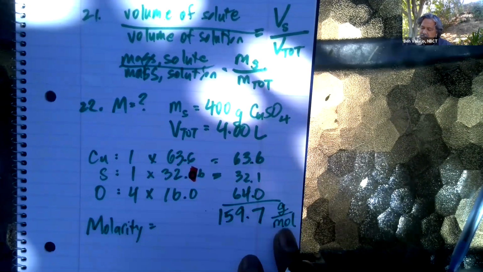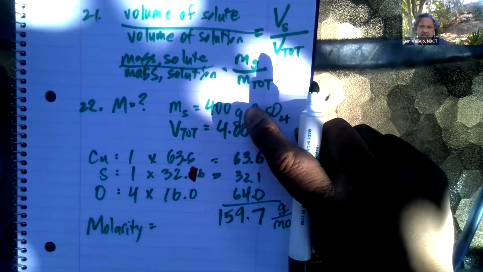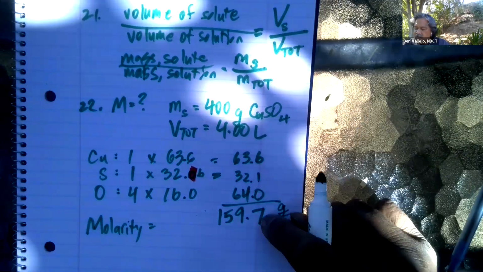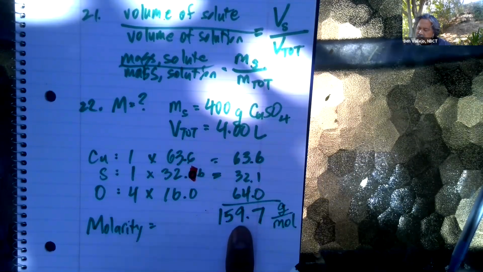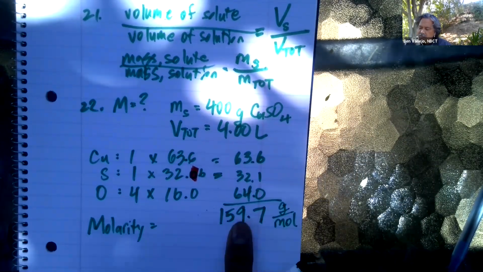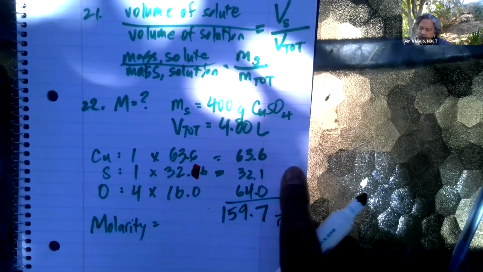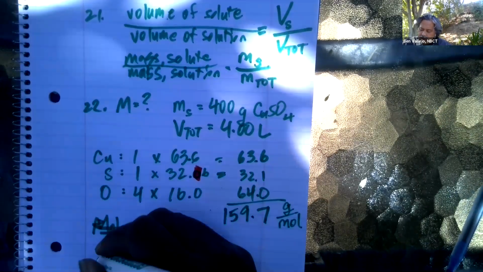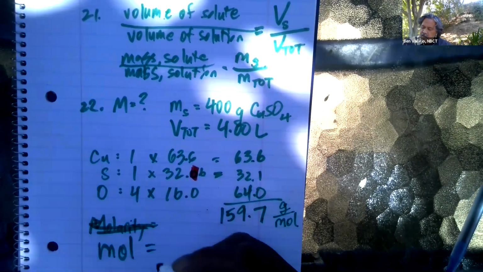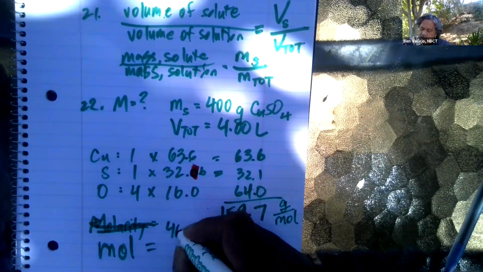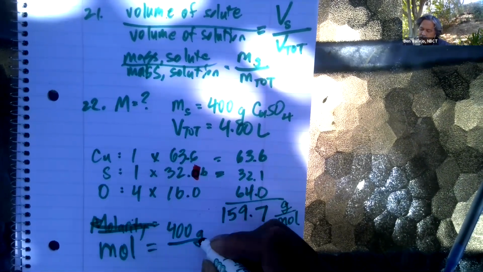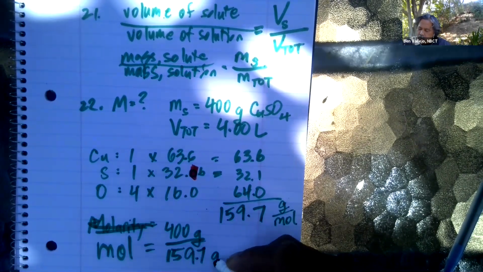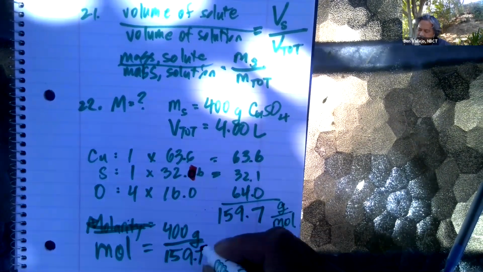I've got 159.7 grams per mole, and I have a sample size of 400 grams. If you had 159, that would be a mole, so it's going to be more than 2 moles of this. So to get the number of moles, it's going to be 400 grams divided by 159.7 grams per mole.